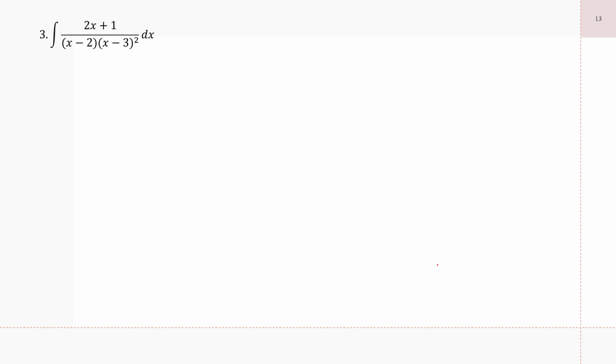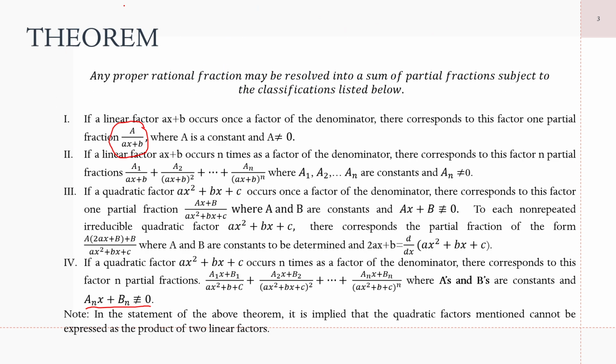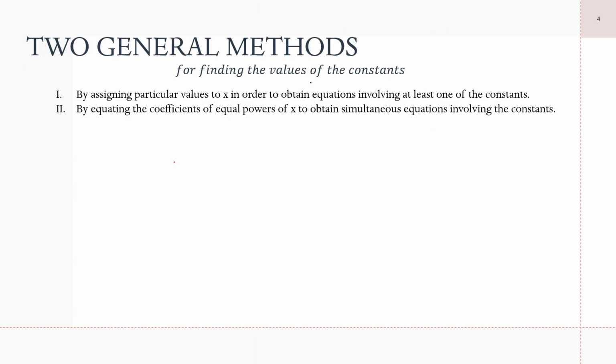Let's proceed with problem number 3. Integral of 2x plus 1 over x minus 2 times x minus 3 quantity squared. This is the case wherein there is a repeated factor. Let's go back to the cases. In case number 2, if the linear factor ax plus b occurs n times as a factor of the denominator, we have to repeat it.